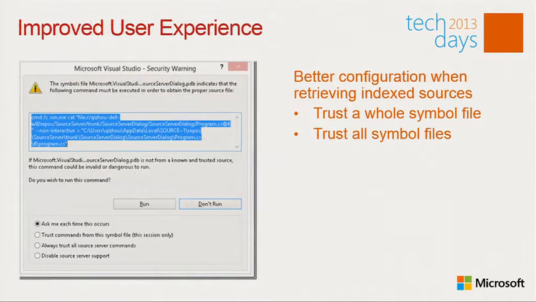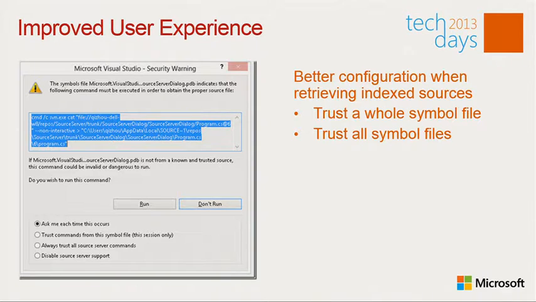In Visual Studio 2012 Update 1, we did improve the user experience for loading source files in this way. So I don't know how many of you might have seen this security warning dialog that's showing up there. And it says, oh, the symbol file blah indicates that the following command must be executed to obtain the proper source file. And that's the command that source indexing embedded in the PDB.